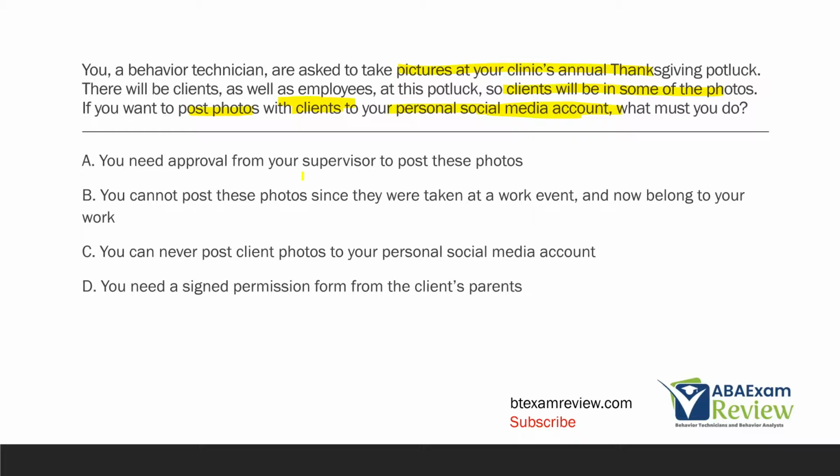A, you need approval from your supervisor to post these photos. On the business account, there are different rules. On your personal account, you never post clients. B, you cannot post these photos since they were taken at a work event and now belong to your work. Well, that might not necessarily be true. There's no information insinuating that. Either way, we're talking strictly about your personal account, and you can't post anything about clients to your personal account. C, you can never post client photos to your personal social media account. C is the right answer.